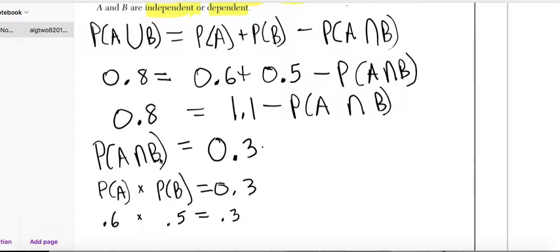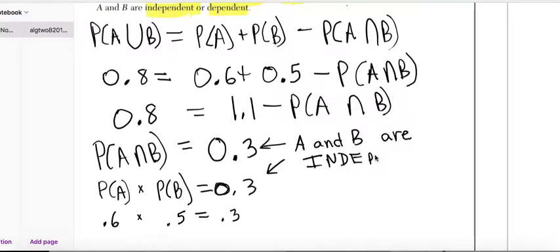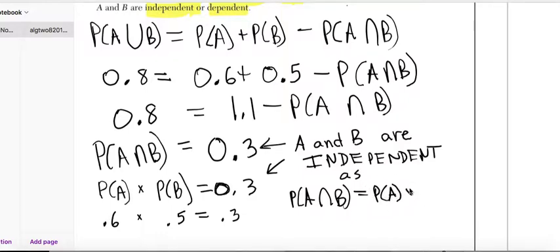If the probability of A and B, or A intersect B, is equal to the probability of A times the probability of B, they're independent. If the product of probability of A times probability of B is not equal to the probability of A and B, then they're dependent. So we're going to say that A and B are independent, as the probability of A and B is equal to the probability of A times the probability of B.